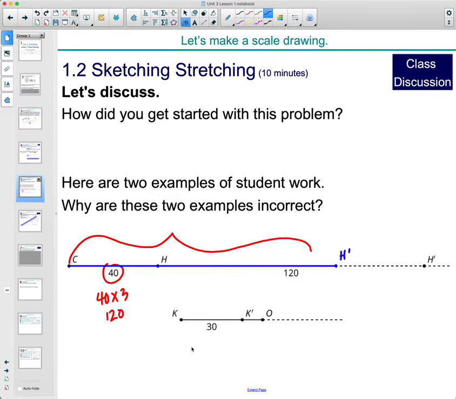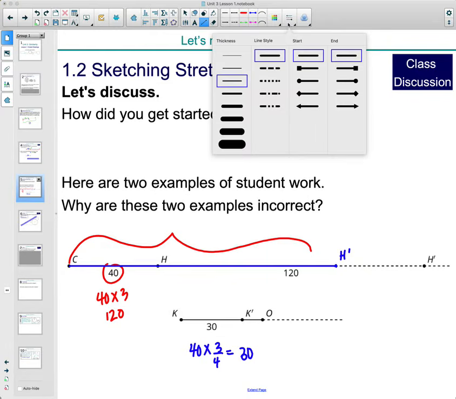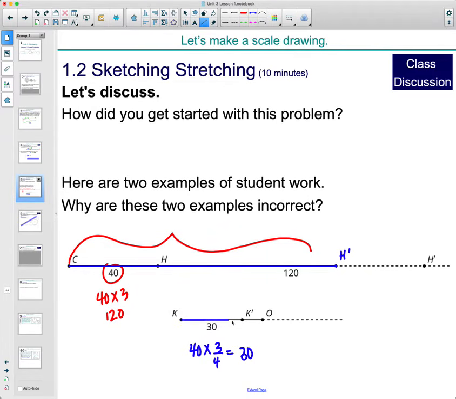Then this one, they did do 40 times 3/4, or times 0.75, and got 30. But then they measured the 30 from K again, instead of from the center of dilation, which is O. So that K prime should have been here. It should be from the center.